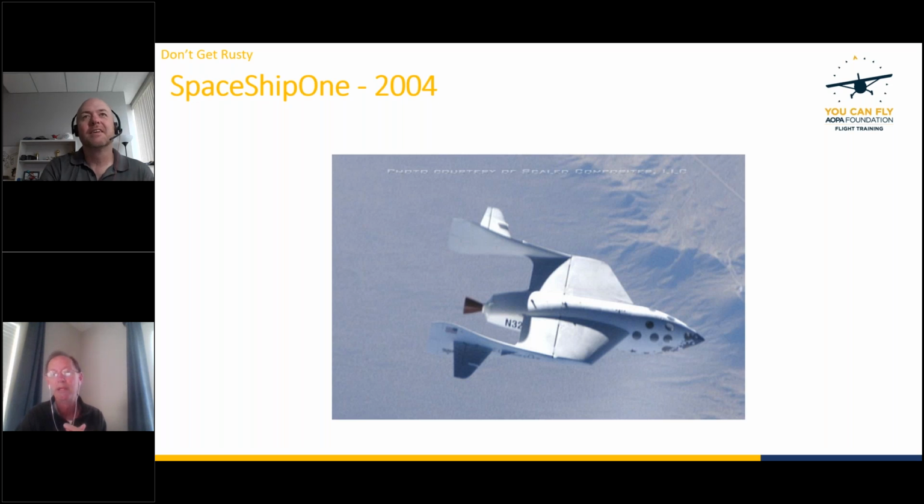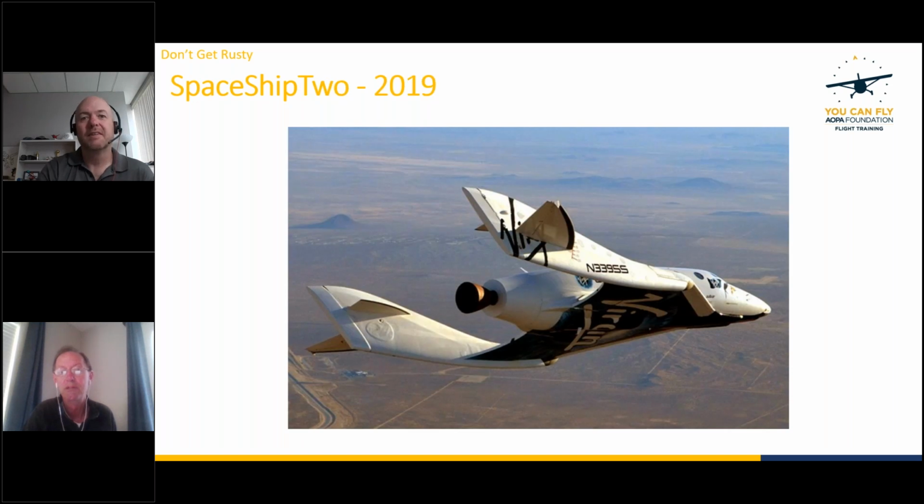SpaceShipOne, designed by Burt Rutan, was the first private aircraft to exceed Mach 2 and Mach 3 and to go above the Kármán line. And after it burned out of fuel, by the way, its fuel was tire rubber and nitrous oxide. It's kind of crazy. After it got to altitude, it came back as a glider. And its successor, Virgin SpaceShipTwo, is also a glider in operation today.